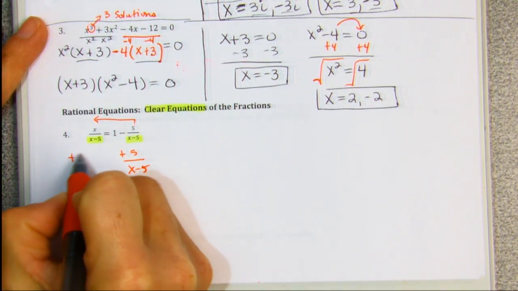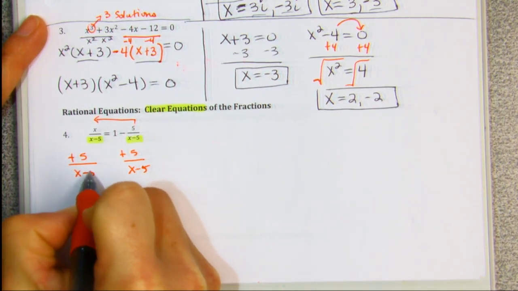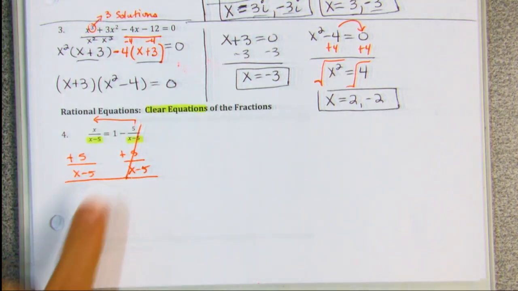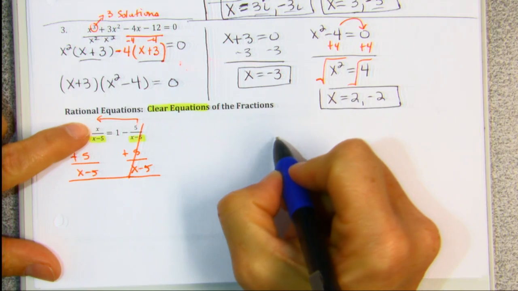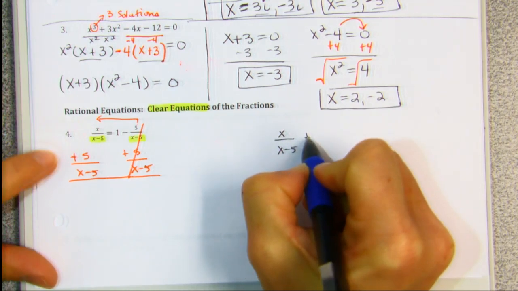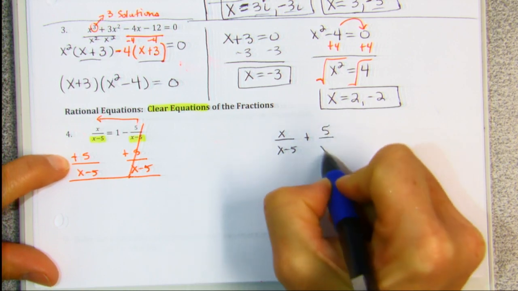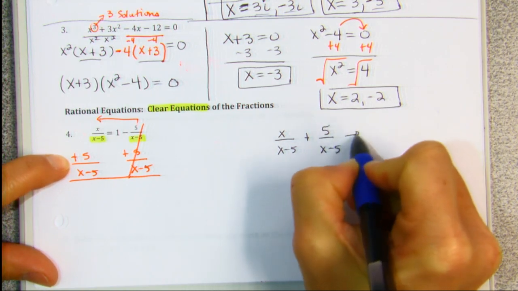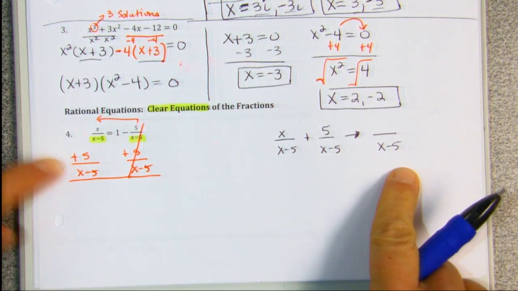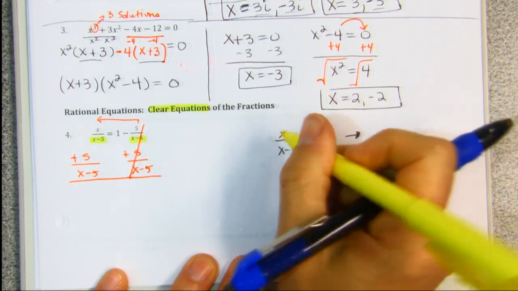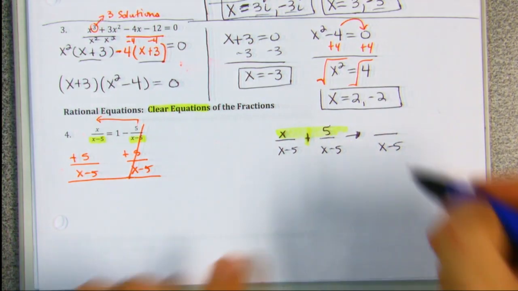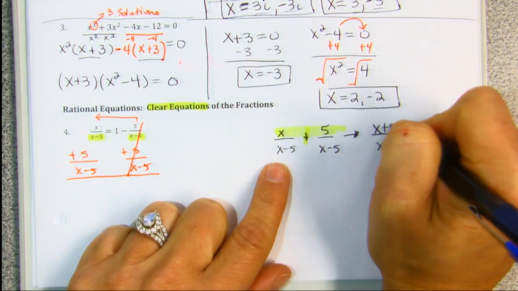So I'm going to write this over here. I'm not a real big fan of working fractions vertically. I'm just going to show you over here what it would look like. This would be like saying I have x over x minus 5, and I'm adding 5 over x minus 5. So since they have the same denominator, we keep it the same, and we just add the tops. But are the tops like terms? No, so we're just going to make an expression, x plus 5.